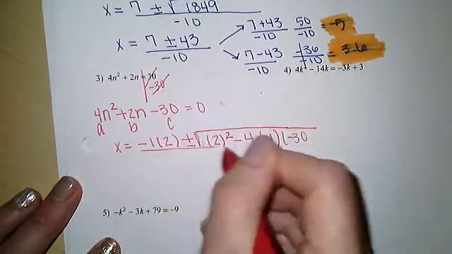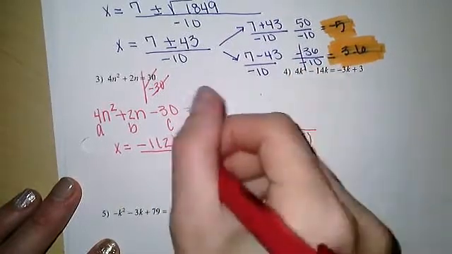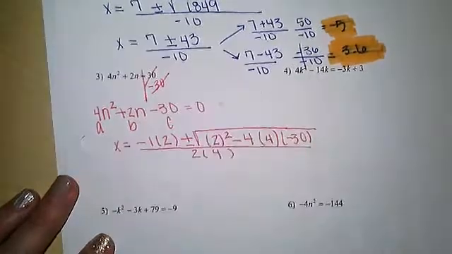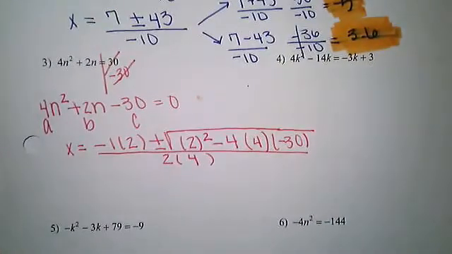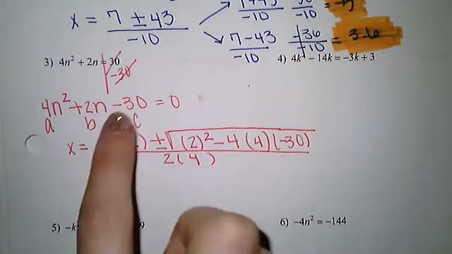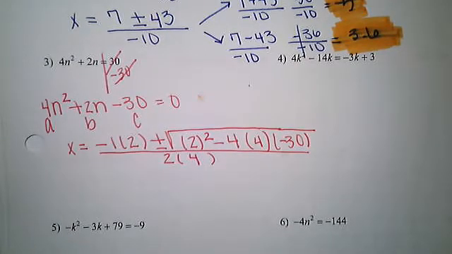Some people will save the over 2a part for the end, or 2 times 4. I like to write it all out and plug it all in. So when you're looking at that first step, you're just plugging in those coefficients, those key players, a, b, and c. A is with the squared, b is the linear term, it does not have an exponent, and c is your constant, the lonely number.